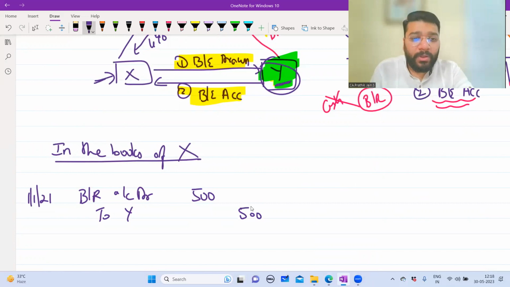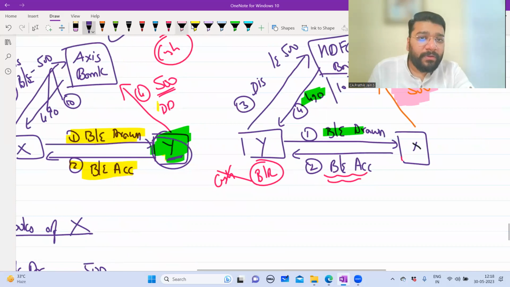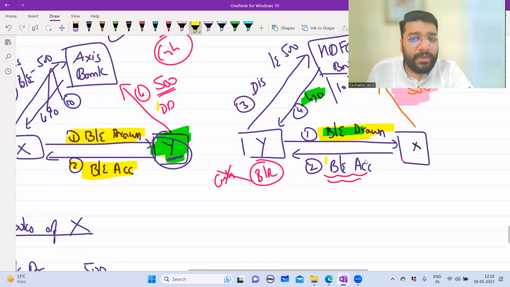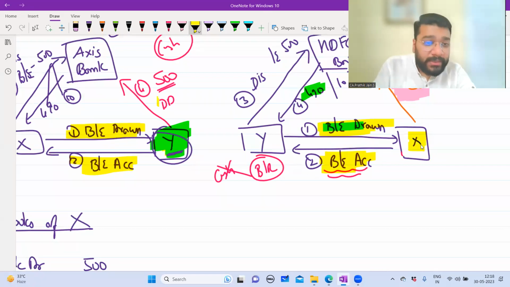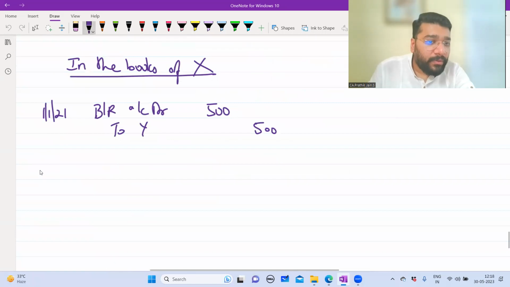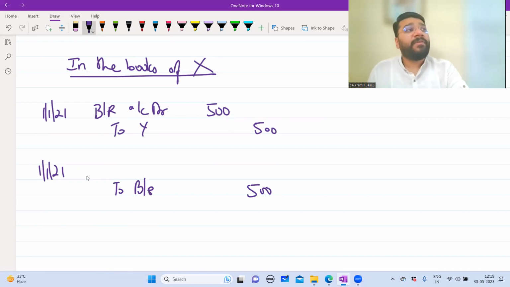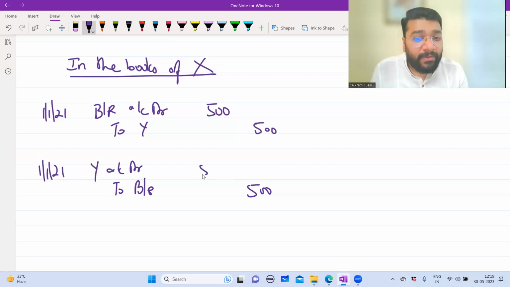Any problem? Online people, any problem? No, sir. Now here, Y has drawn a bill of exchange on X. Now X is accepting this bill and giving it back to Y. So X is accepting the bills payable. So on the same date, 1/1/21, what is happening? Now we are agreeing to make the payment. X is accepting the bill. So bills payable, how much? 500. And this money, what we are accepting to pay to Y now, we have to receive from Y in future so that we can make the payment to the banker. So Y account debit 500. Any problem?